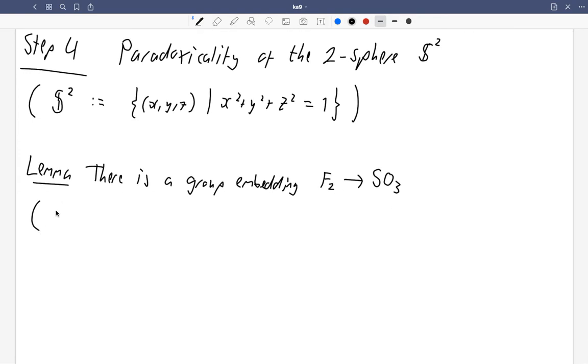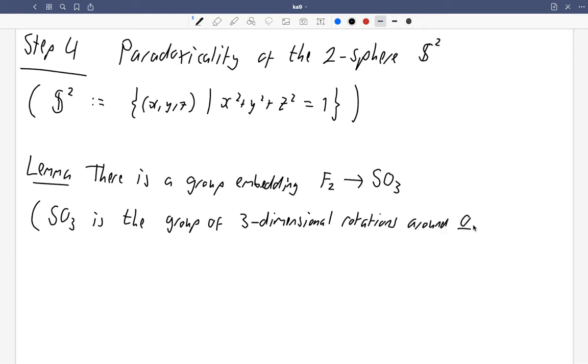Well, let me remind you that SO3 is the group of 3-dimensional rotations around the origin. Let me write 0 underlined for the origin. That's the point (0, 0, 0) in 3-space. So a very, very famous group.